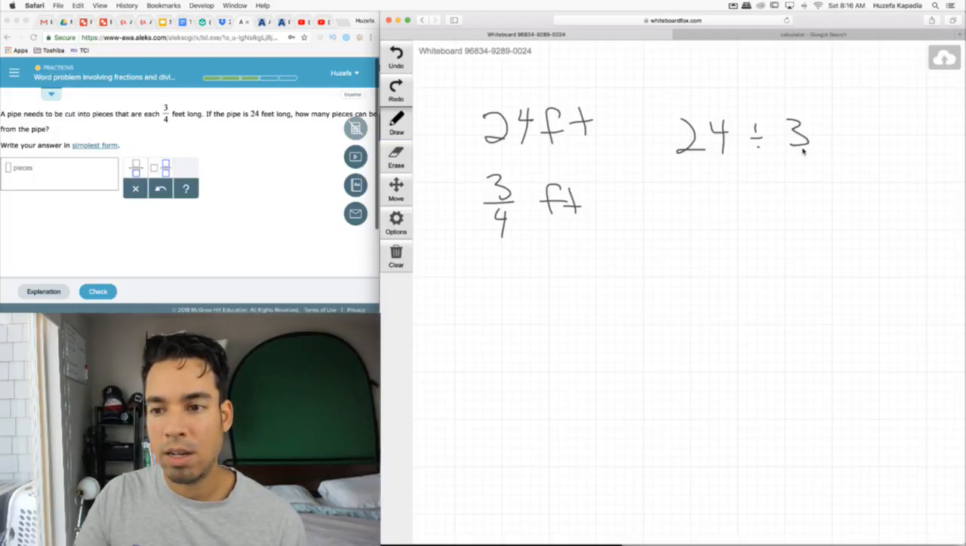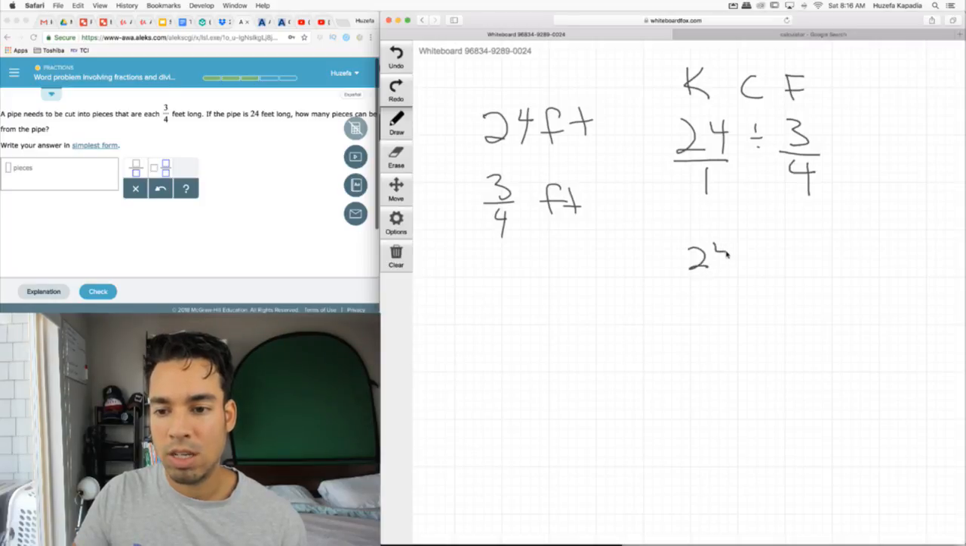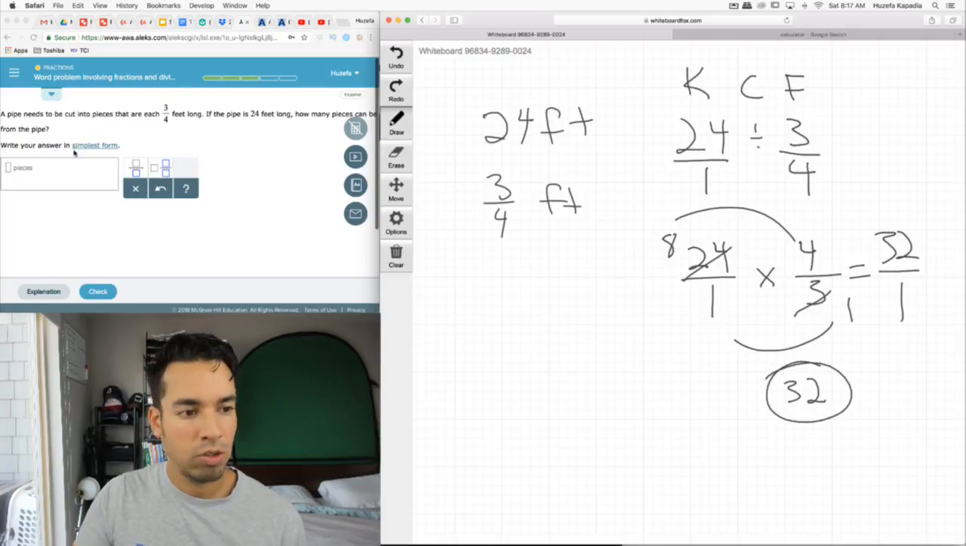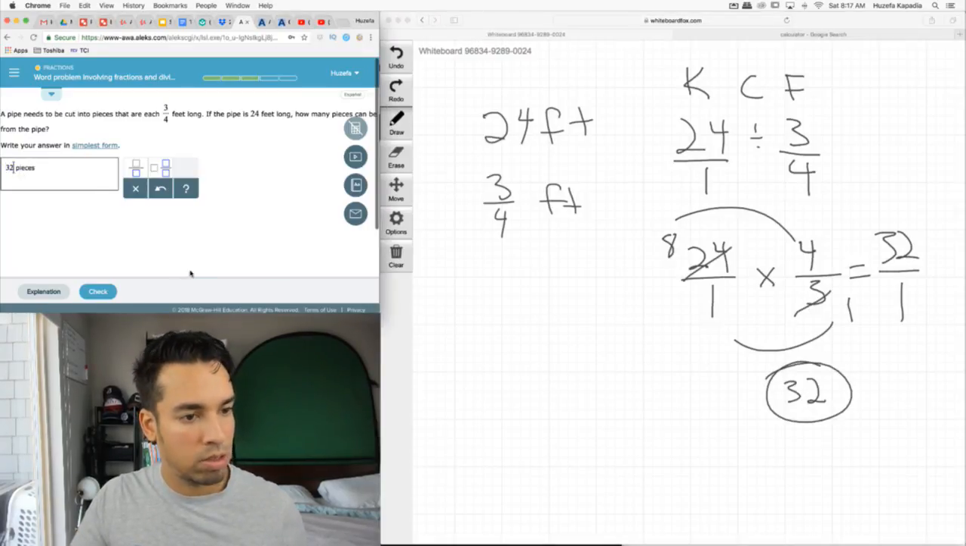We're dividing by 3/4. And I'm going to make this into a fraction as well. And we're going to employ keep, change, flip. So this is keep, change to multiplication, and flip. Cross simplify. Divide both by 3. We get 8 and 1. Multiply cross. I get 32/1, or just 32. So 32 pieces.